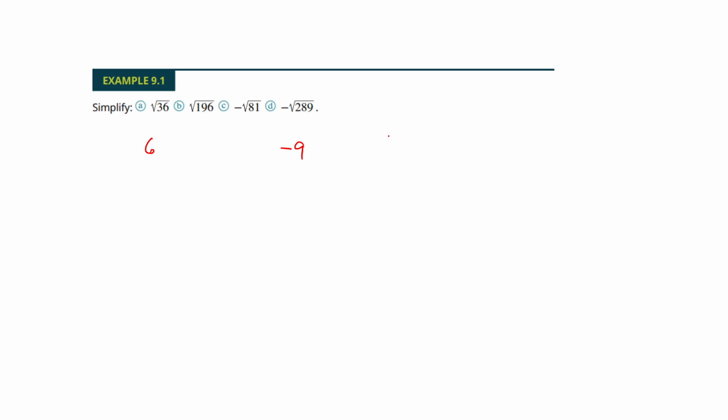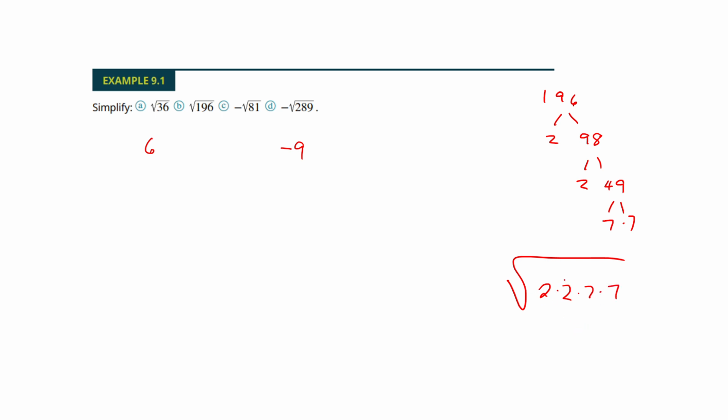Now, here's the trick I want to show you. 196. Now, I don't know that one off the top of my head, so what I'm going to do is break this down into its prime factorization. So here's what I'm saying. 196 is made up of 2 times 2 times 7 times 7.